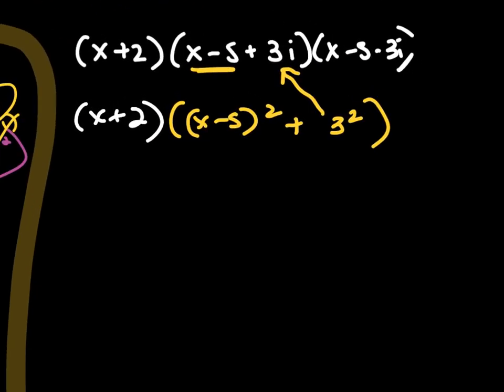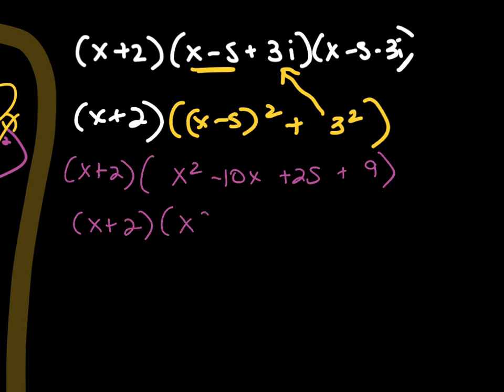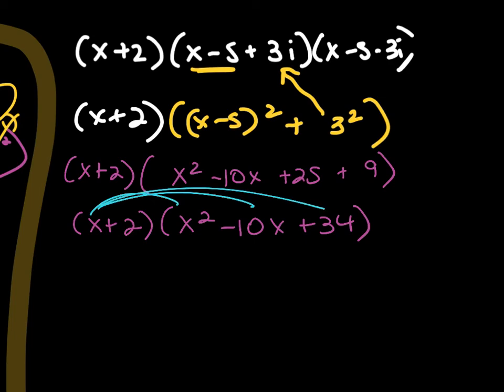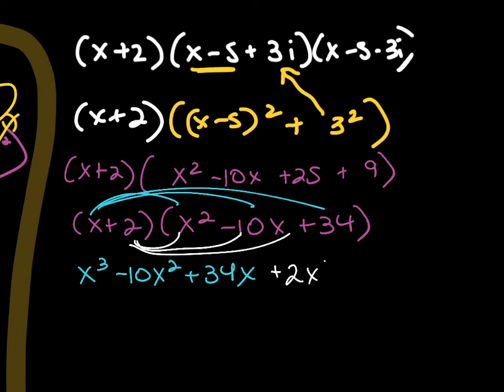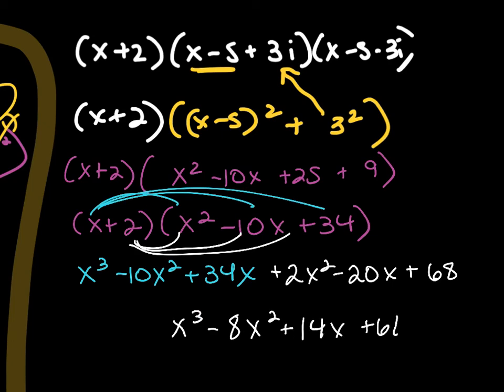So now for that one, this is still x plus 2. This is x squared minus 10x plus 25 plus 9. And then I would distribute the x. Distribute the 2. Combine my like terms. Set it equal to f of x.